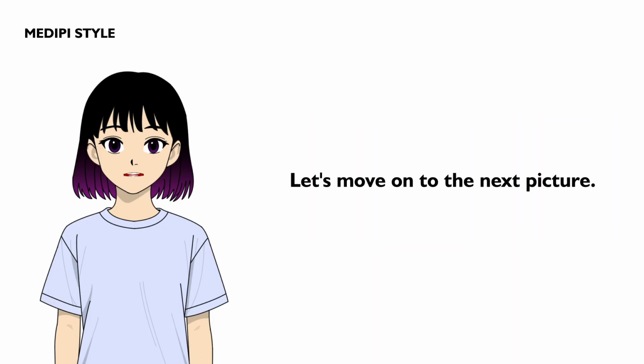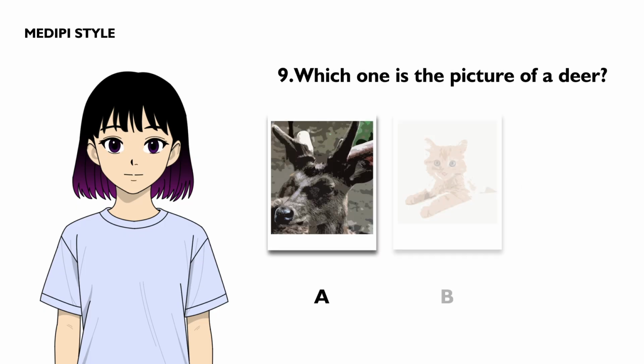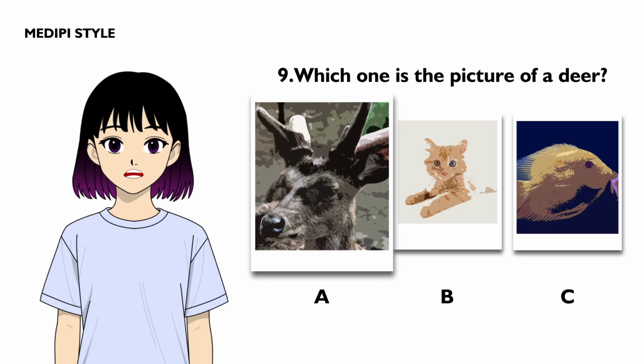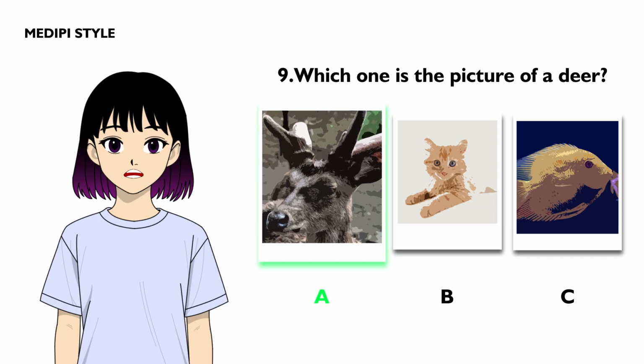Let's move on to the next picture. Which one is the picture of a deer? A, B, C. That's right. This is a deer.